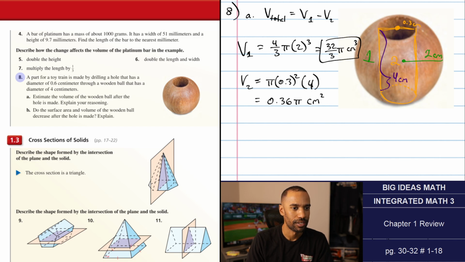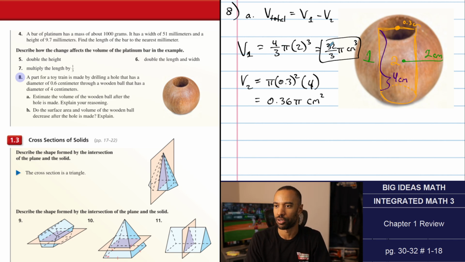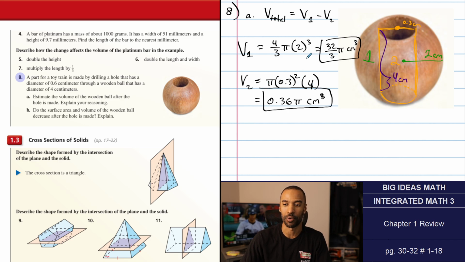0.3 squared times 4. It would help if I use the exaction. Yeah, 0.36. So 0.36 pi versus the 32/3 pi. That's about 10 pi here. So significantly larger volume of this sphere compared to the cylinder. It's why I almost don't trust what I just wrote there, but I'm going to have to go with it.